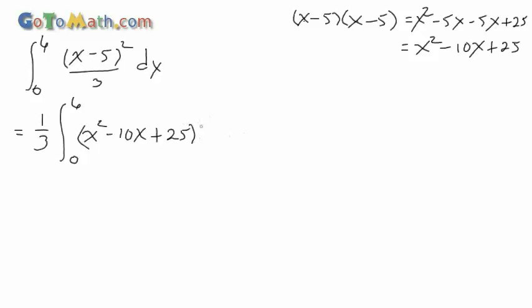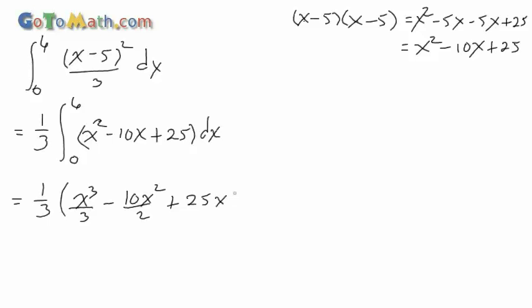Now, since we don't have anything special, we don't need to break this up into separate pieces. So we can go ahead and just take the integral of this. I'm just going to write the 1/3 and leave it outside. It wasn't invited to the party. Minus 10x squared over 2 plus 25x. Close parentheses. We're going from 0 to 6.